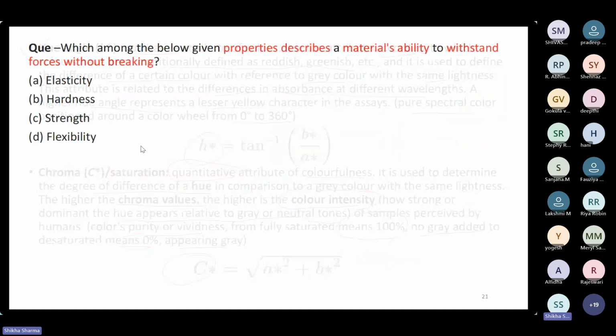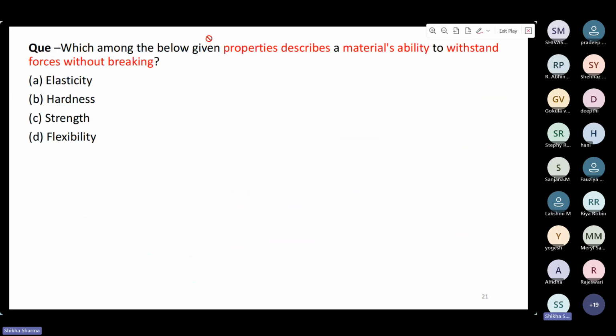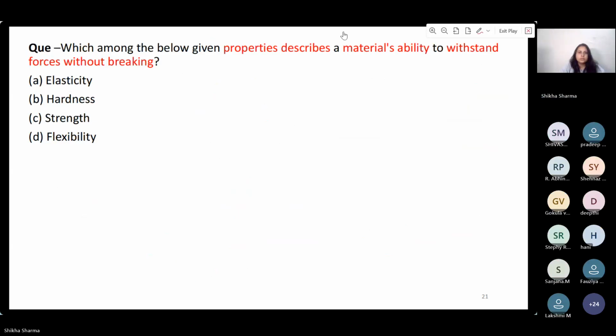Is this question clear? Can we move to this question? Which among the following properties describes a material's ability to withstand forces without breaking? Elasticity, hardness, strength, and flexibility. This is related to the mechanical properties of the food products.